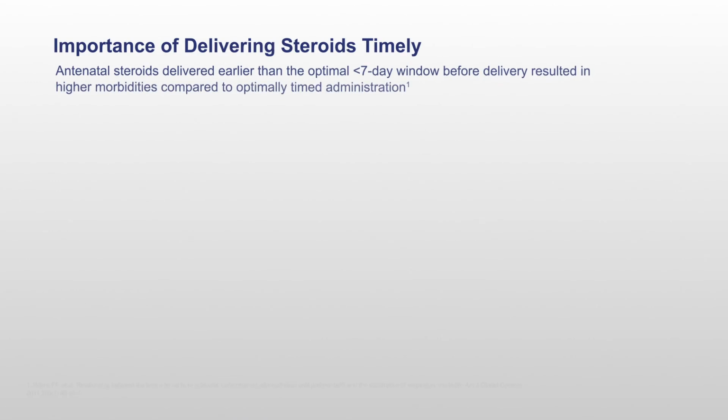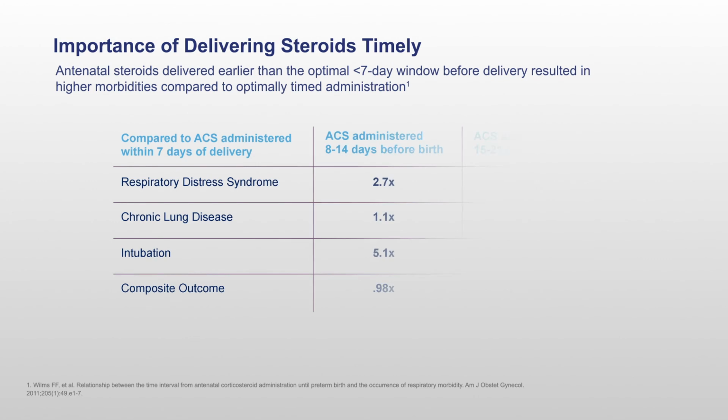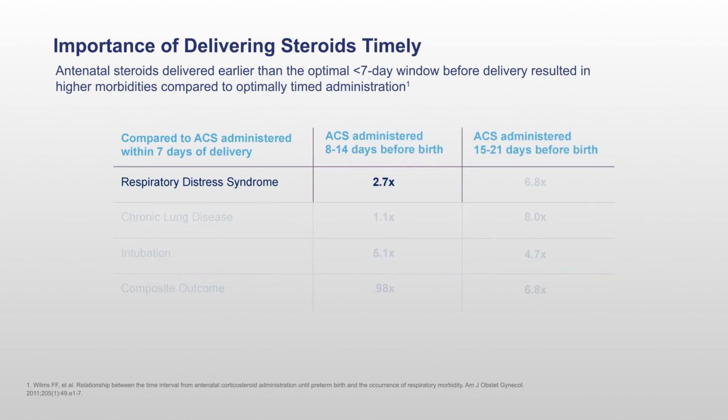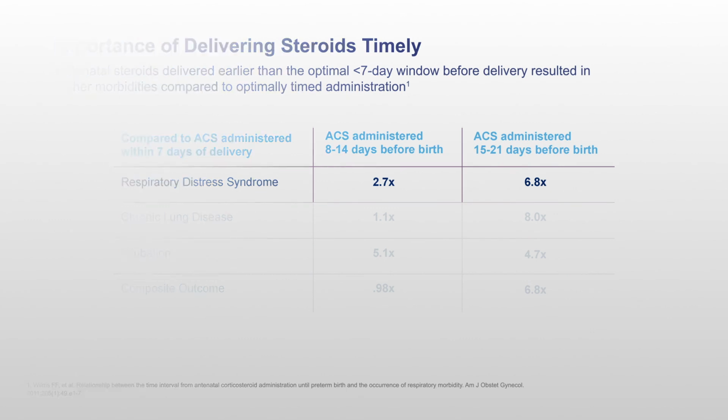Over time, if we don't time antenatal corticosteroids efficiently, the benefit wanes big time. Respiratory distress syndrome at 8 to 14 days is 2.7 times higher, and if we get beyond 14 plus days, that rate is 6-fold higher for respiratory distress syndrome, which is ultimately one of the major issues for preterm infants.